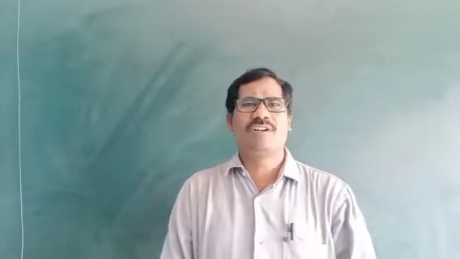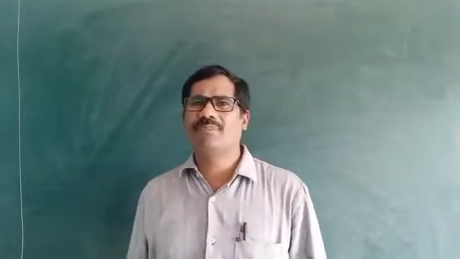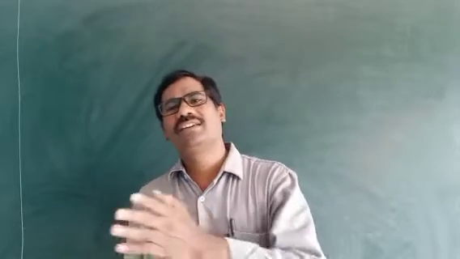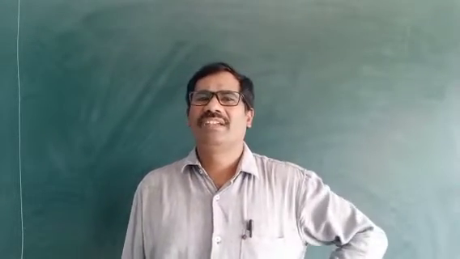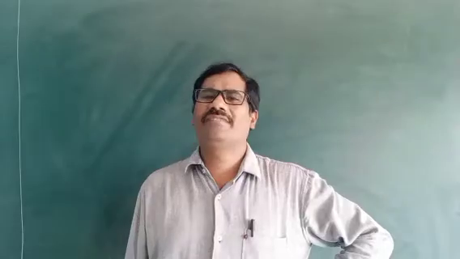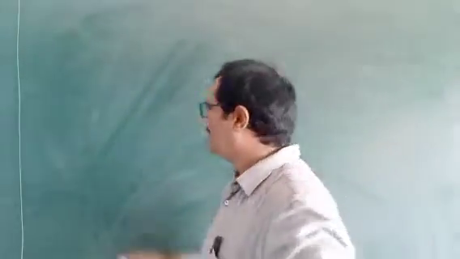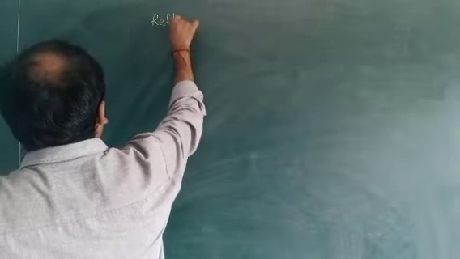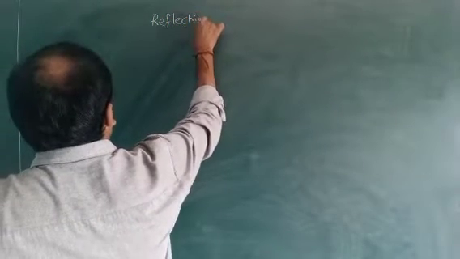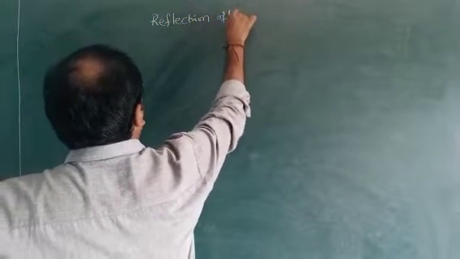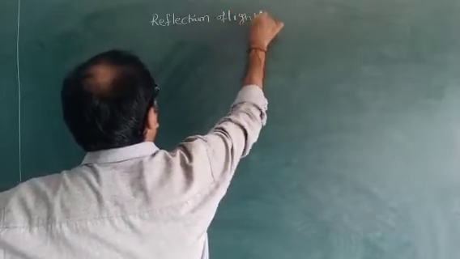When a beam of light is incident on a surface, a part is returned back into the same medium. That is called reflection of light. First question: what is the reflection of light?